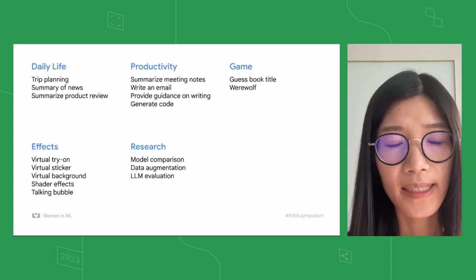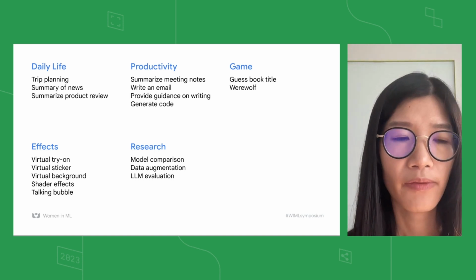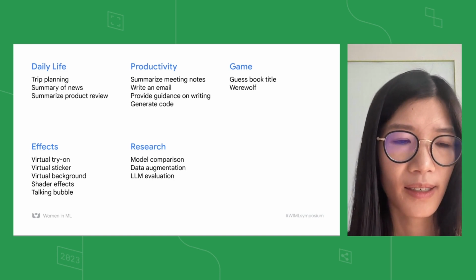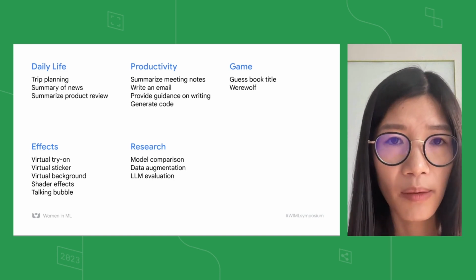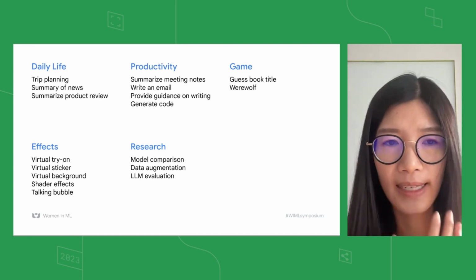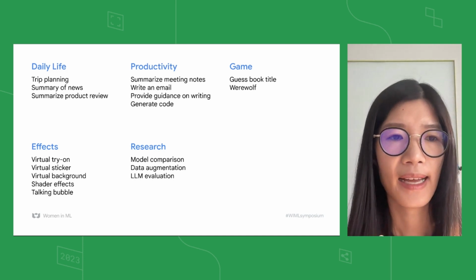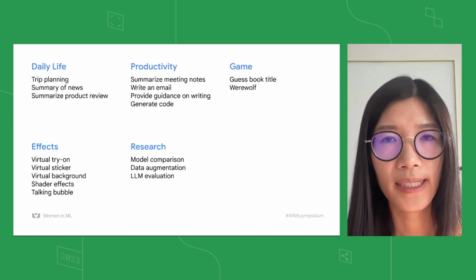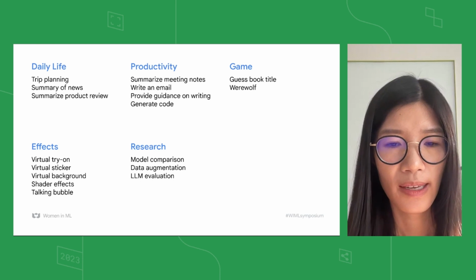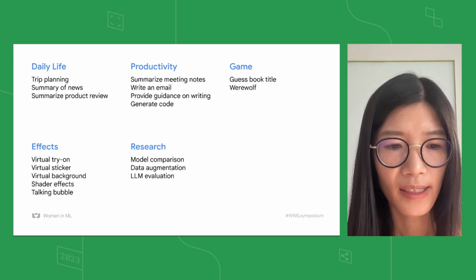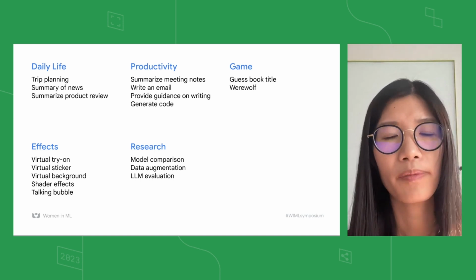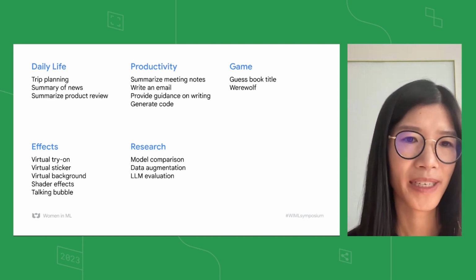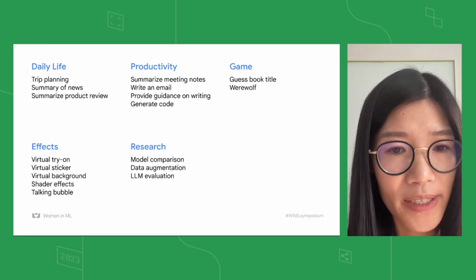And then effects. You can build many effects for virtual try-on, virtual sticker, virtual background, or like talking bubble. As you talk, it identifies where your mouth is, and then provides summarization or generated contents. And then attach an image talking bubble that's tracking your mouth. The imagination is unlimited. And the last is for research.